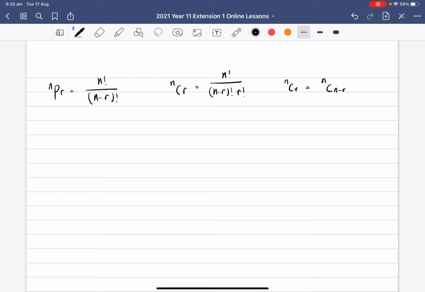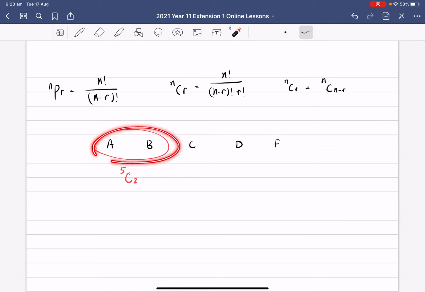Now, what's the reason why NCR is also equal to NC(N minus R)? What does that mean? Let's say, for example, we have 5 letters, 1, 2, 3, 4, 5. If we are choosing only 2 letters at a time, the number of different combinations, we know that's 5C2. But if you think about this, choosing 2 letters at a time is very similar to, on the other side, choosing 3 letters at a time.